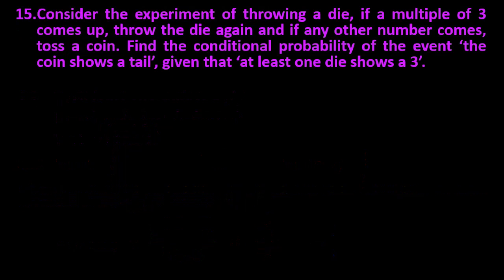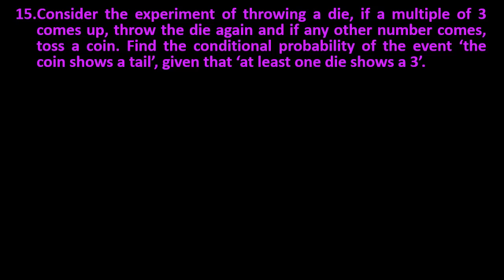Now let me solve question number 15, and the question is, consider the experiment of throwing a die. If a multiple of 3 comes up, throw the die again, and if any other number comes, toss a coin. Find the conditional probability of an event that the coin shows a tail, given that at least one die shows a 3.